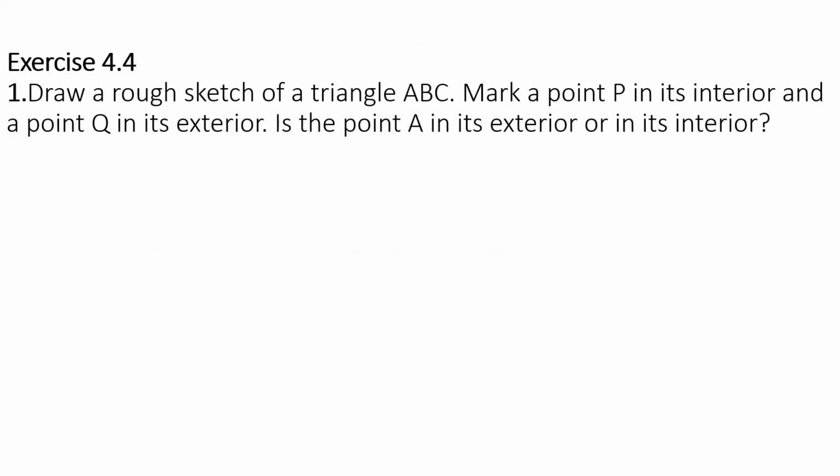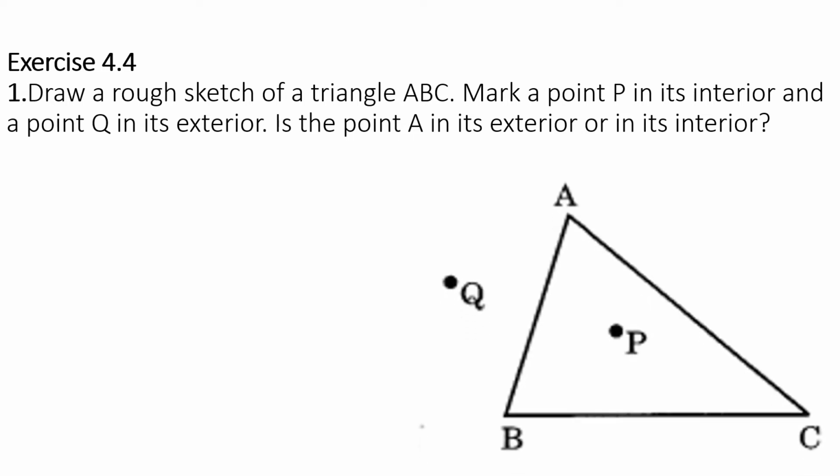Now we are going to see exercise 4.4 from your NCERT textbook. Draw a rough sketch of a triangle ABC. Mark a point P in its interior and mark a point Q in its exterior. Is the point A in its exterior or in its interior? It's a figure I have drawn. ABC is a triangle. I have marked a point P in its interior and Q in its exterior.